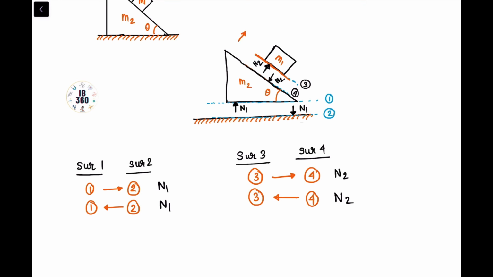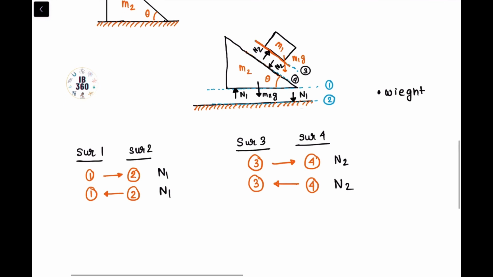Now all the surfaces have been identified and all the contact forces have been given. So we are left to give the non-contact force. What is the non-contact force? The weight, which we discussed in the previous video. So the weight of the body will be m2g downward, and over here the weight of the body will be m1g downward. All the forces have been shown, and all three steps have been performed.